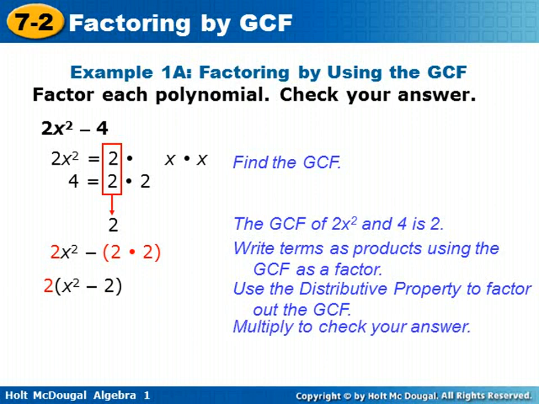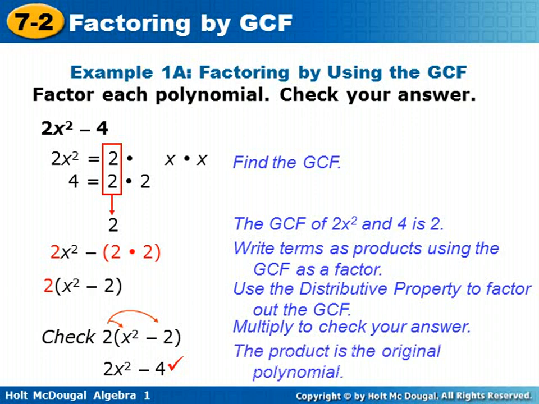You can always check your answer by distributing the 2 back in. So you would get 2 times x squared and 2 times negative 2. 2x squared minus 4. You should have the exact same original polynomial when you check your answer.